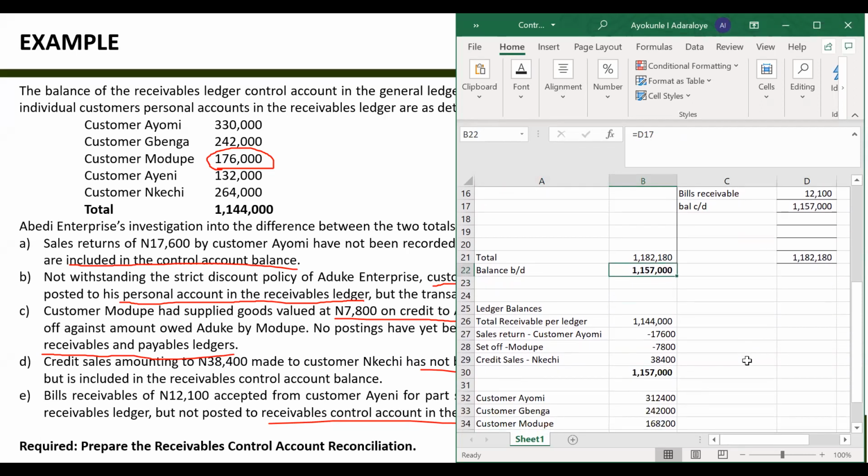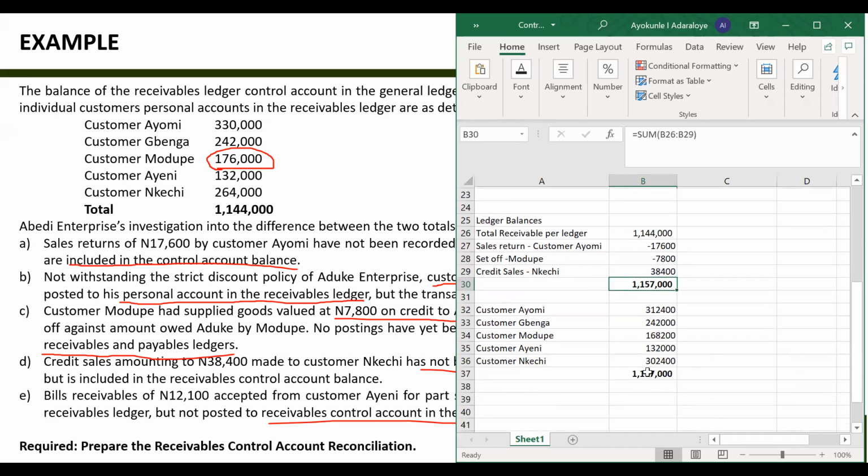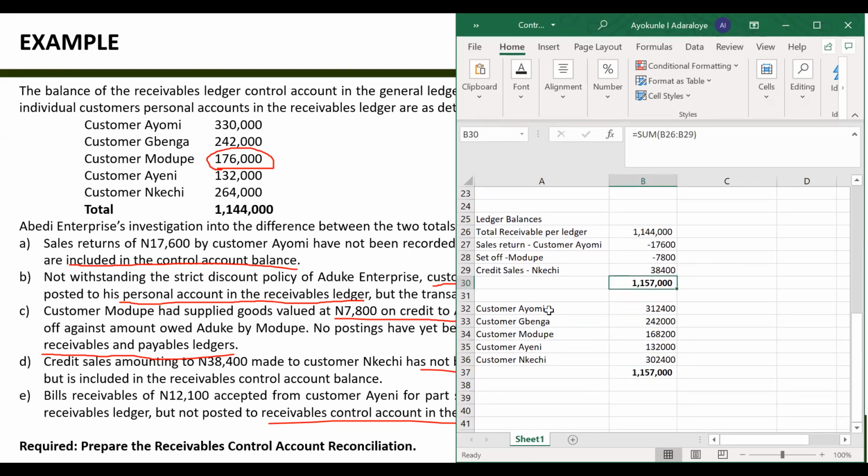You can also confirm this by summing the total from your adjustment of the individual ledger accounts. If you do that, this minus this minus this plus this, you will get this. Another way to do it is to do the breakdown of all your receivables. Customer Yomi was owing us 330 from here, right? He returned 17,600. Remove 17,600 from what Yomi is owing.